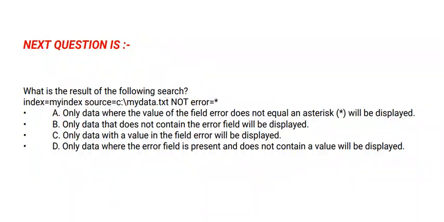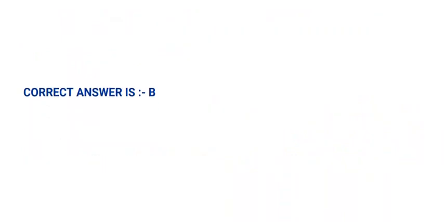Option B, only data that does not contain the error field will be displayed. Option C, only data with a value in the field error will be displayed. And option D, only data where the error field is present and does not contain a value will be displayed. The correct option is option B.